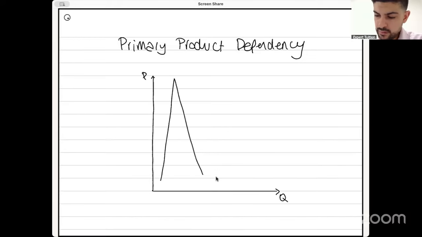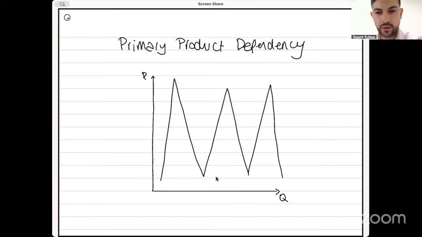Now, if you look at the price of commodities over time, they often look like this. They're very, very volatile. Why are they so volatile? Well, they are very vulnerable to external shocks, such as weather conditions. If there's a really good harvest, that means there's an abundance of, let's say, cocoa, and so the price is really, really low, like down here.